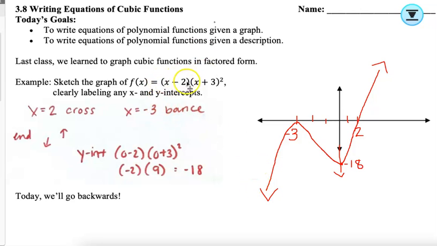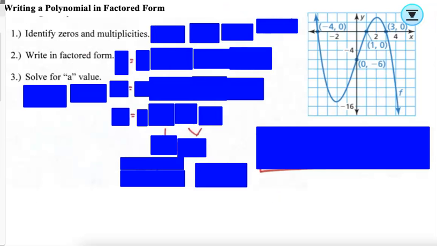We took an equation and we sketched a graph, but today we are going to go backwards. Today they're going to give you a graph, and then you're going to produce the lovely equation. So let's get it started. Writing polynomials in factored form. So here's our steps to solving this problem.